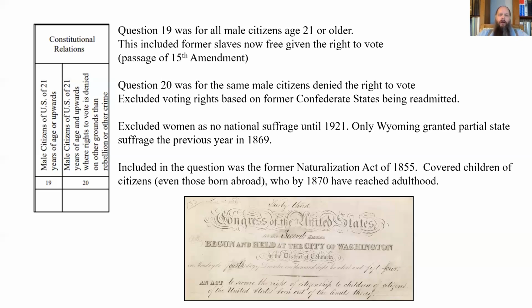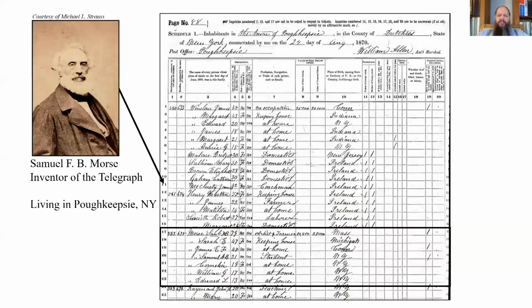I have an example of an 1870 schedule I'd like to share with you. This is Samuel Morse. You obviously recognize his name. He was the inventor of the telegraph. I am a United States Coast Guard veteran, and I had served as a radio operator while I was in service, and I was fascinated with the telegraph and obviously Morse code. And I bought this image from an antique dealer as part of my own personal collection.